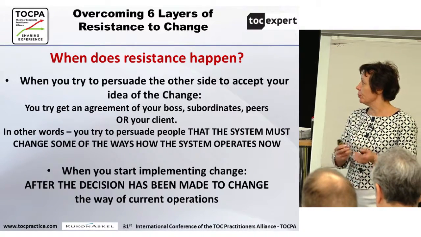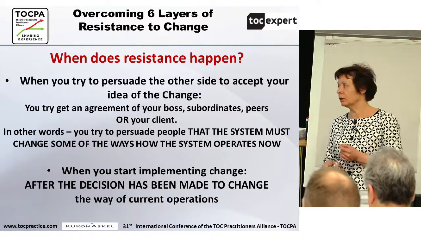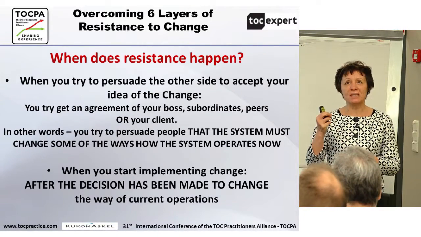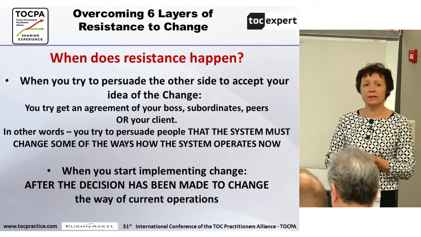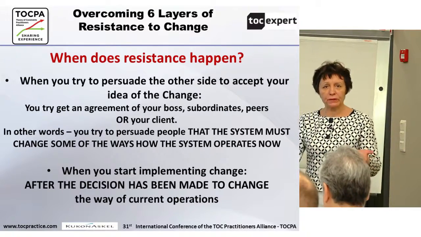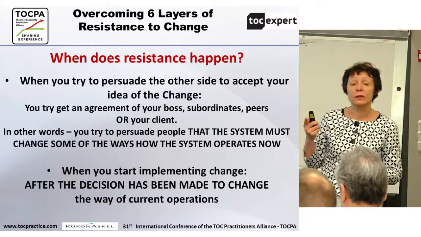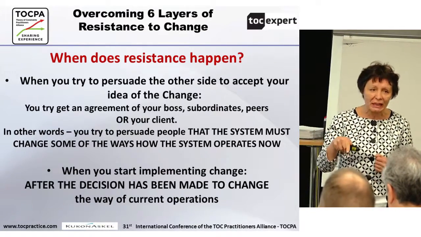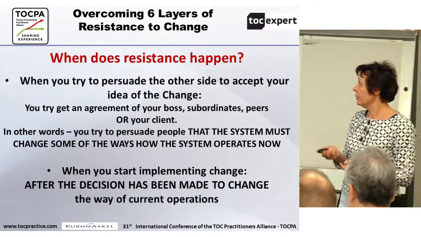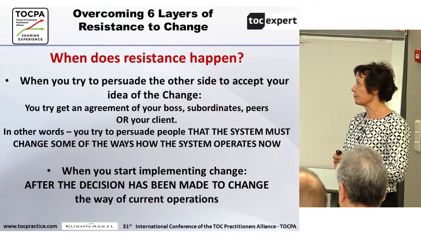You try to get an agreement of your boss, subordinates, peers, or your client, if we are speaking about consultants. In other words, you try to persuade people that the system must change some of the ways the system operates now. The other point in time when we meet resistance is when you start implementing change. By the way, it means that a decision was already made to implement change. Correct? Otherwise, you can't start implementing it. And so after the decision has been made to change the way of current operations.